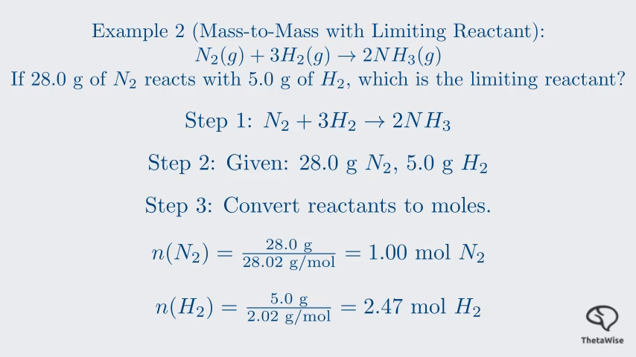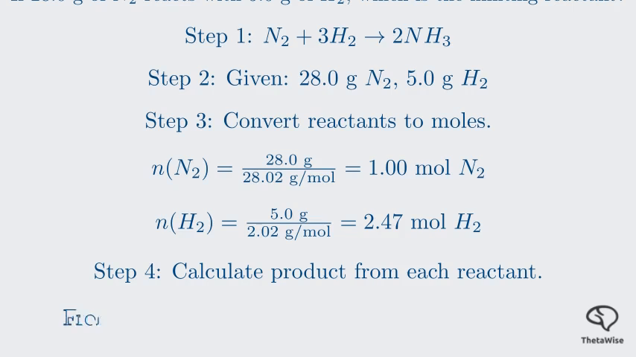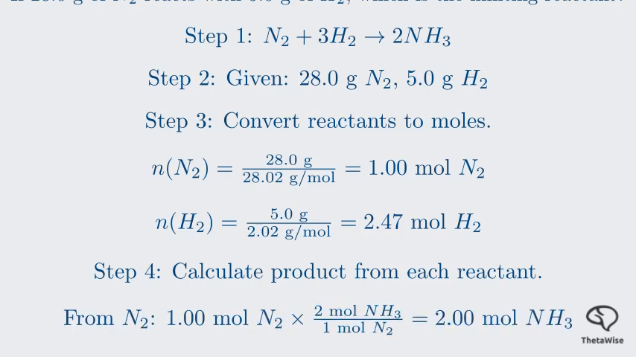For hydrogen, 5.0 grams divided by its molar mass of 2.02 g per mole gives 2.47 moles of H2. Now we compare the moles. We'll use our product method, calculating how much ammonia each reactant could make. Step 4. From the balanced equation, 1 mole of N2 can make 2 moles of NH3. So our 1 mole of N2 could make 2 moles of NH3.